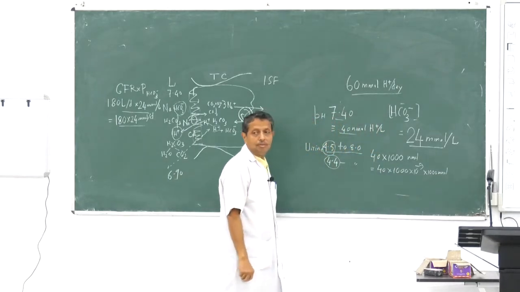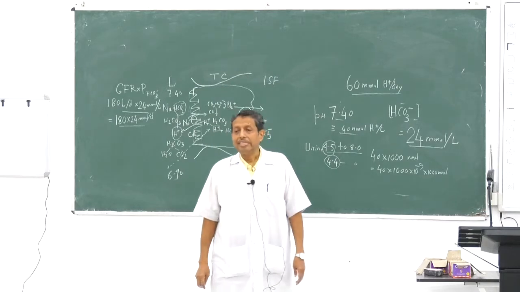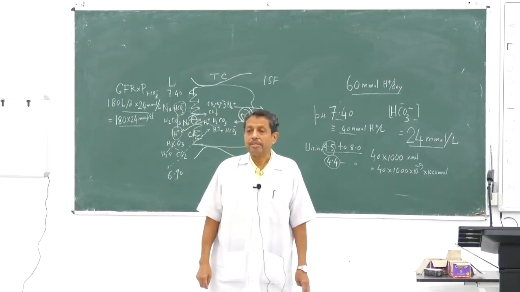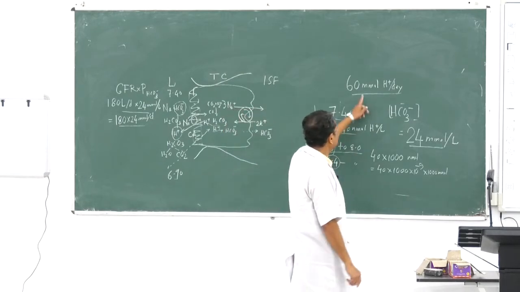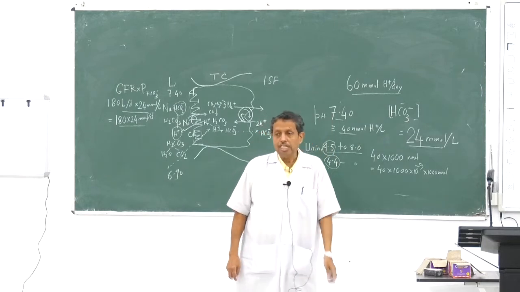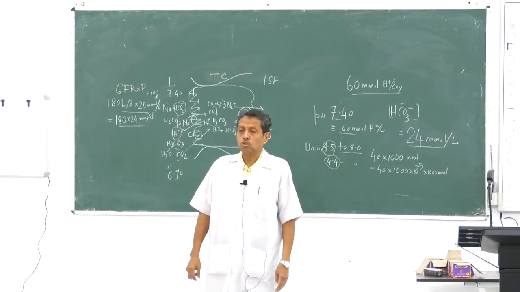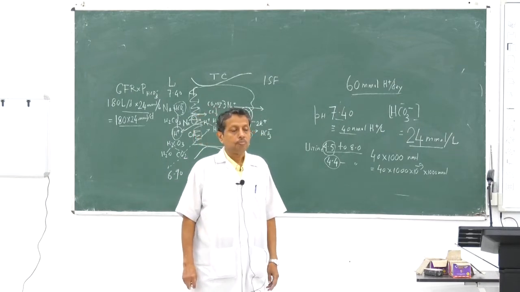Millimole. So that it is inadequate to eliminate this amount per day. When the urine volume is 1 liter or so, it is not possible. Clear?